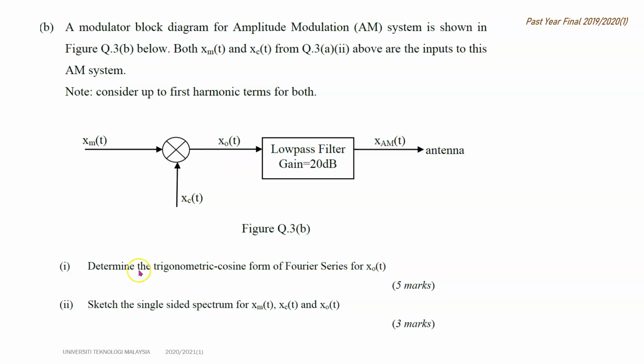And then first, determine the trigonometric cosine form of Fourier series for x_o(t). It means that we have to multiply f_m(t) and f_c(t) together. Once we obtain x_o(t), we have to sketch the single-sided spectrum for f_m(t), f_c(t), and x_o(t). When the question asks you to sketch the single-sided spectrum, it means that we have to plot in terms of the trigonometric cosine form. Okay, so let us do this. Determine the x_o(t) first.